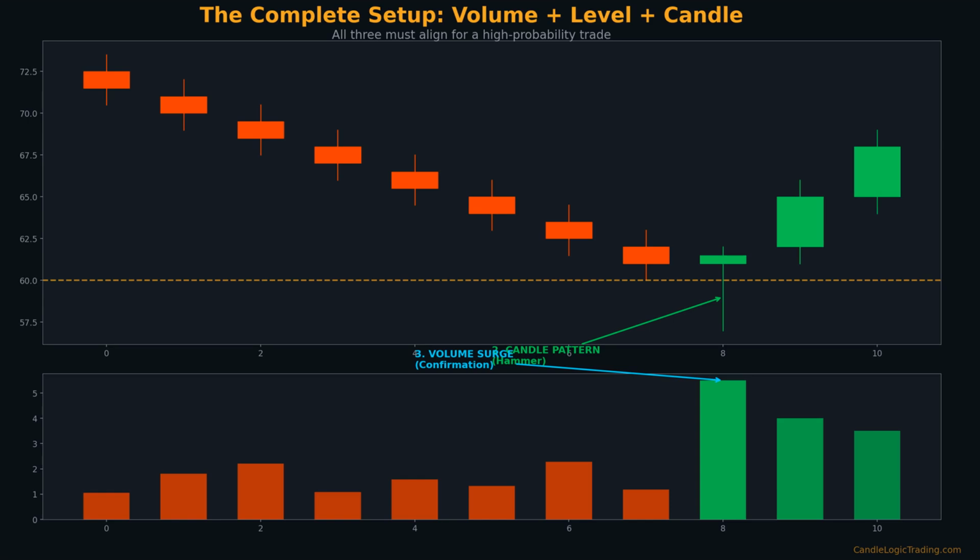Place your stop just beyond the level, because if the level fails, the setup is invalidated. This is exactly how I would approach stocks like Nvidia, AMD, SMH, or any stock in the semiconductor space. Identify the levels, wait for price to get there, watch the candle, check the volume. It is systematic, repeatable, and it removes the emotional decision-making that destroys most trading accounts.